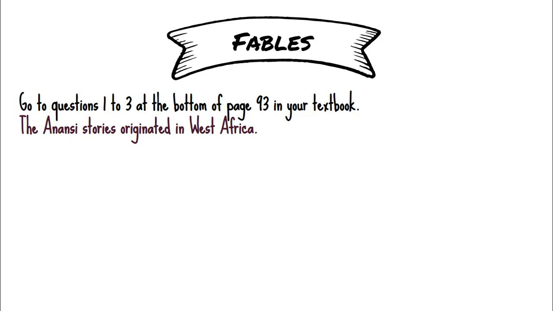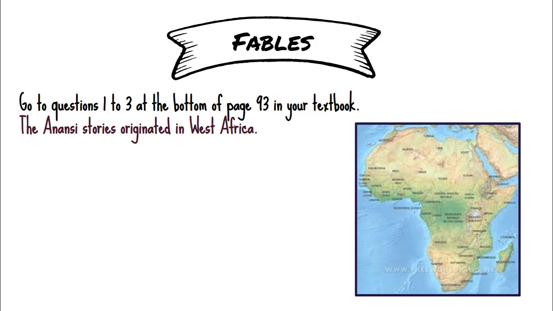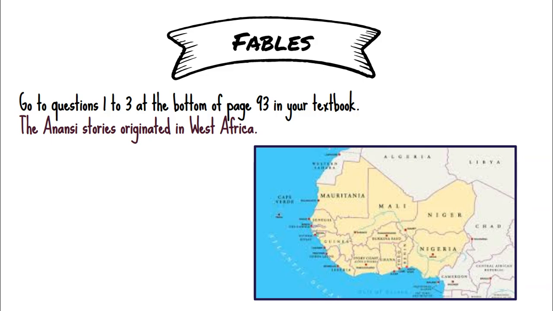Just as an introduction to the Anansi stories. The fables surrounding Anansi the spider originate in West Africa. So there you can see the continent of Africa, and the west coast is that coast on the top left-hand side, that kind of bulge that bulges out into the sea. There you can see there's a number of countries which make up West Africa.